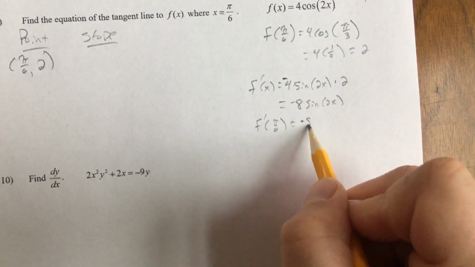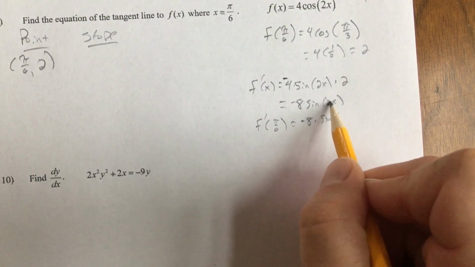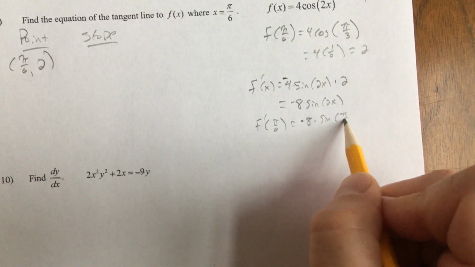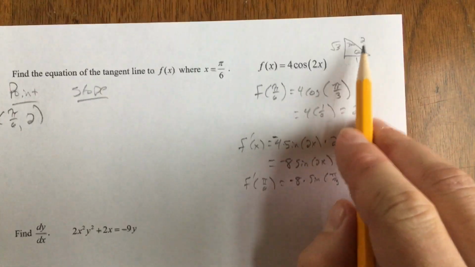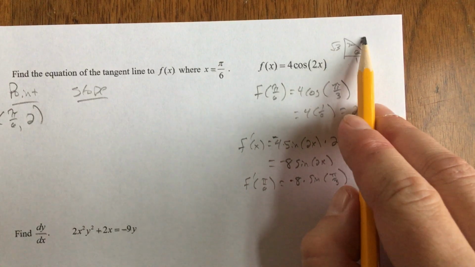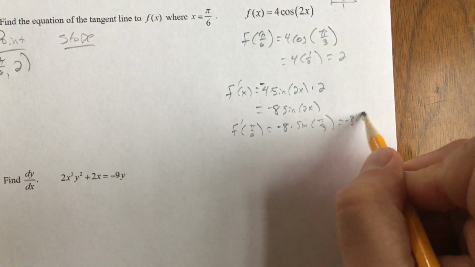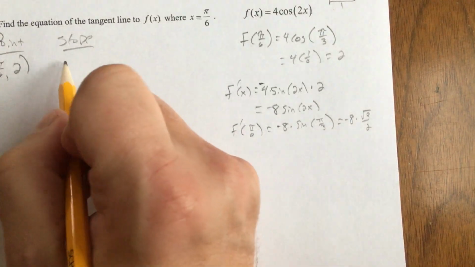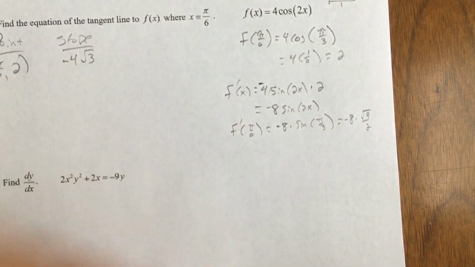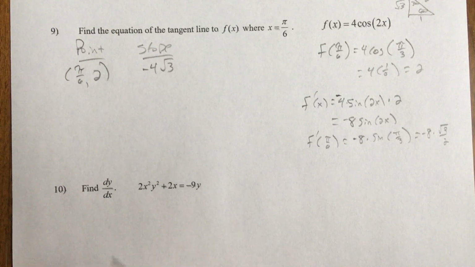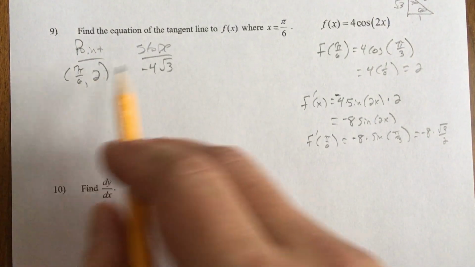Which means it'll be negative 8 times the sine of 2 times pi over 6, or pi over 3 again, right? Pi over 3 is 60 degrees. Sine, opposite over hypotenuse, is now square root of 3 over 2. So this is negative 8 times square root of 3 over 2, which is negative 4 square roots of 3. That's our slope. So even though this is all weird looking, this is our value.